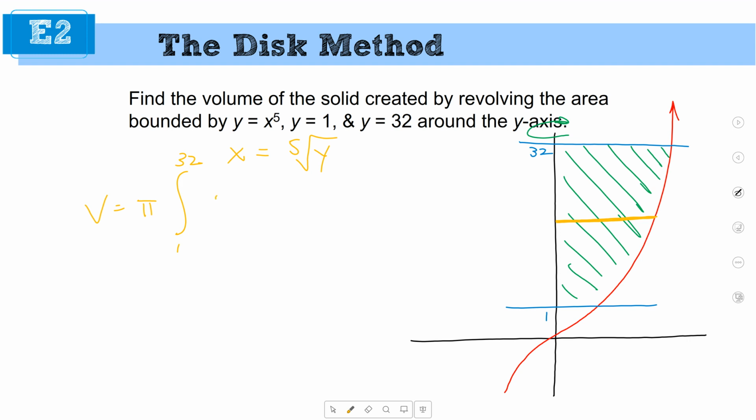Fifth root of y. Fifth root of y, quantity squared. No, silly boy. dy. Got him. Yes. Knew I'd get somebody.